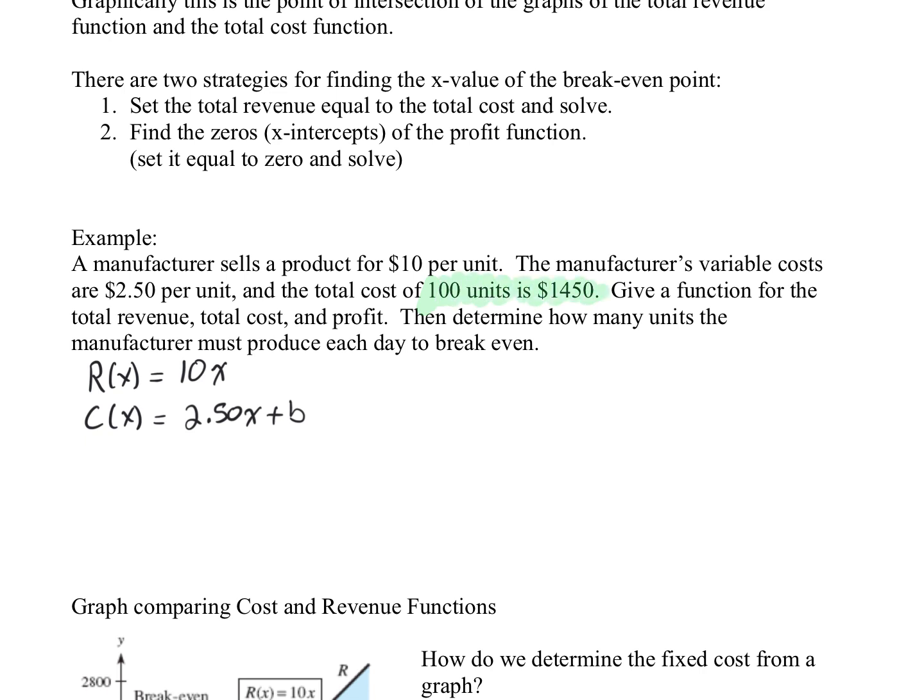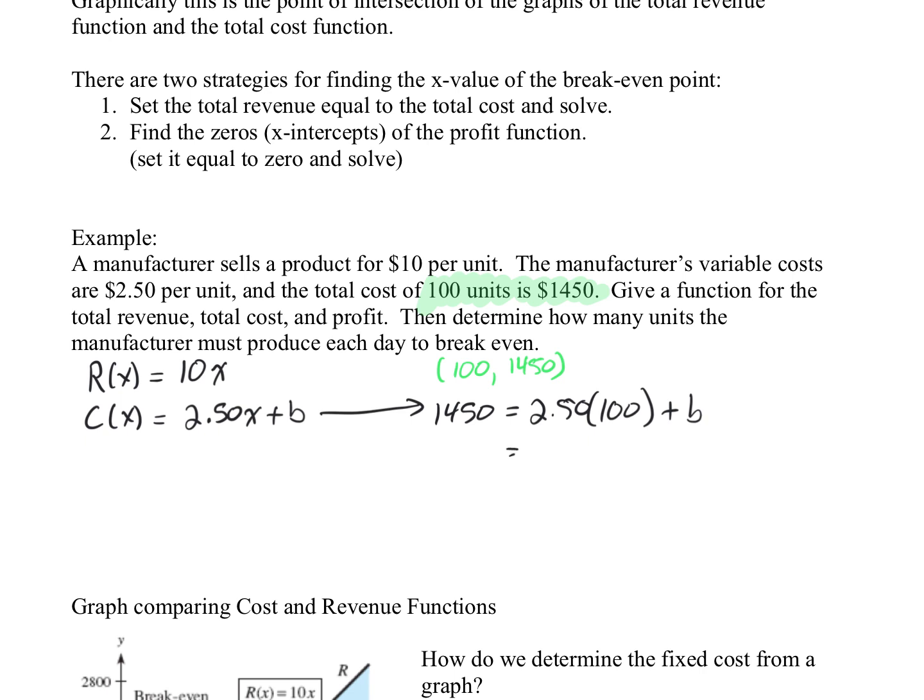100 units is $1450. From that, we can gather that if 100 is our x value, 1450 would be the y value. Okay, so let's apply that into the cost function. My total cost would be 1450. That's equal to 2.50 times x. We know what the x value is. That's 100, plus some fixed component. So after we've plugged these values in, we know everything except for b. We can just solve this equation for b. Let's go ahead and do so.